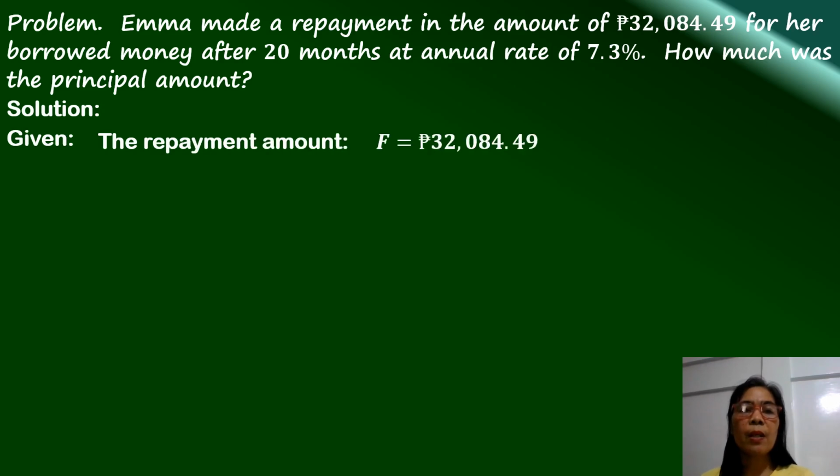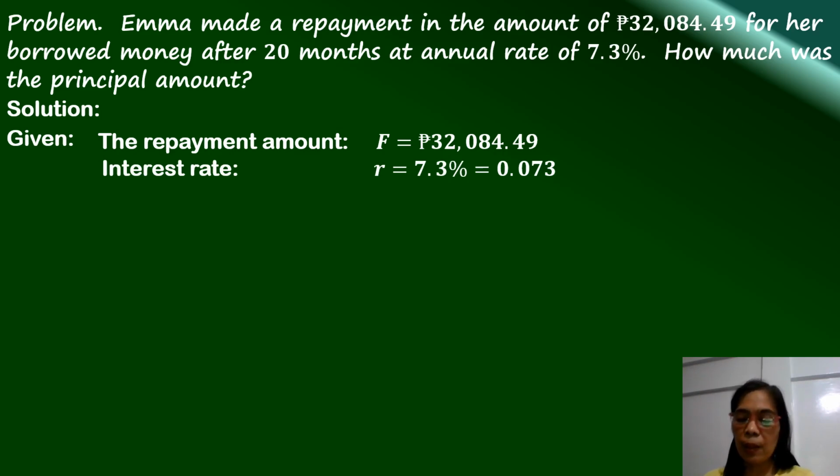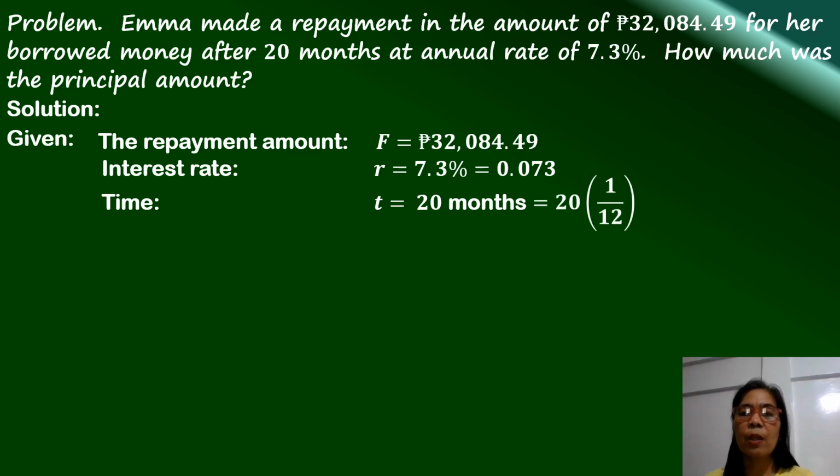So we're given in here that the repayment amount or the future value is 32,084 pesos and 49 centavos. Then the interest rate was 7.3% or 0.073 in decimal. It is given that the time is 20 months. So we have to convert the time from 20 months to a year by simply multiplying by 1 over 12, meaning in 1 year, there are 12 months. So the time therefore is 1.75 years.